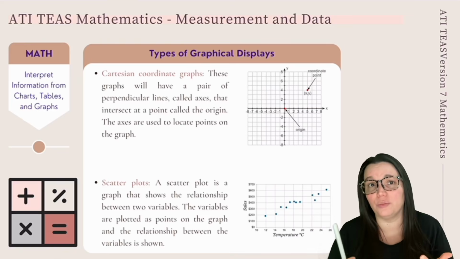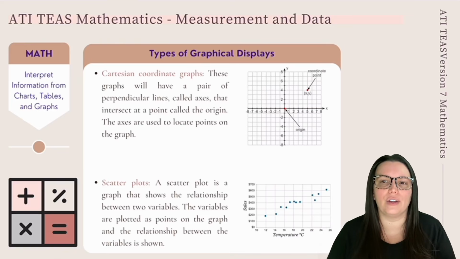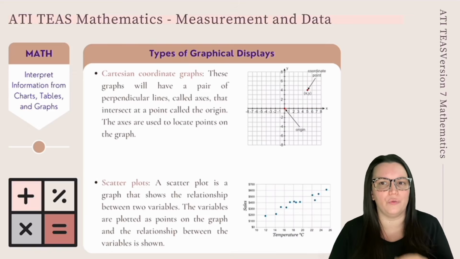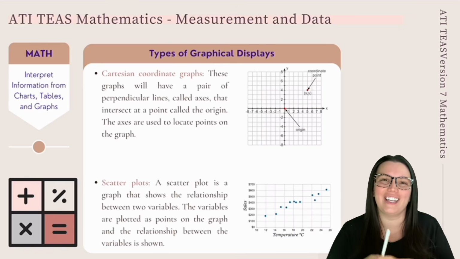Next, we have scatter plots. A scatter plot is a graph that shows a relationship between two variables. The variables are plotted as points on the graph, and the relationship between the variables is shown.